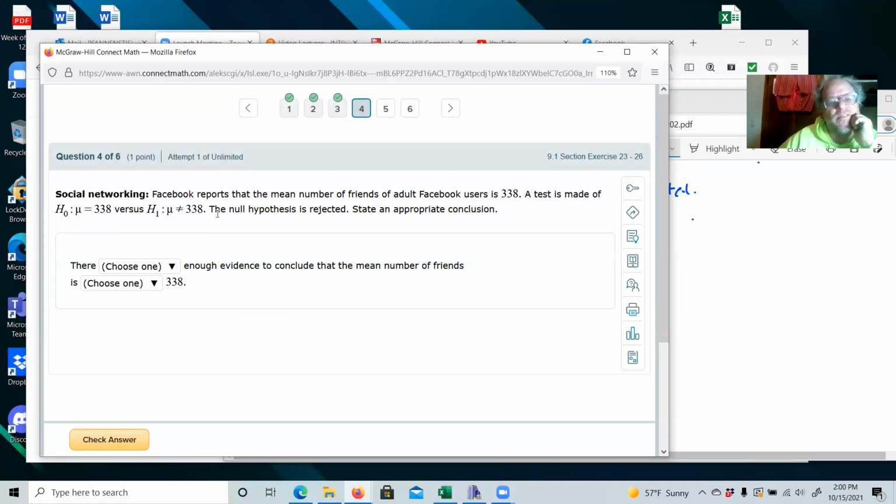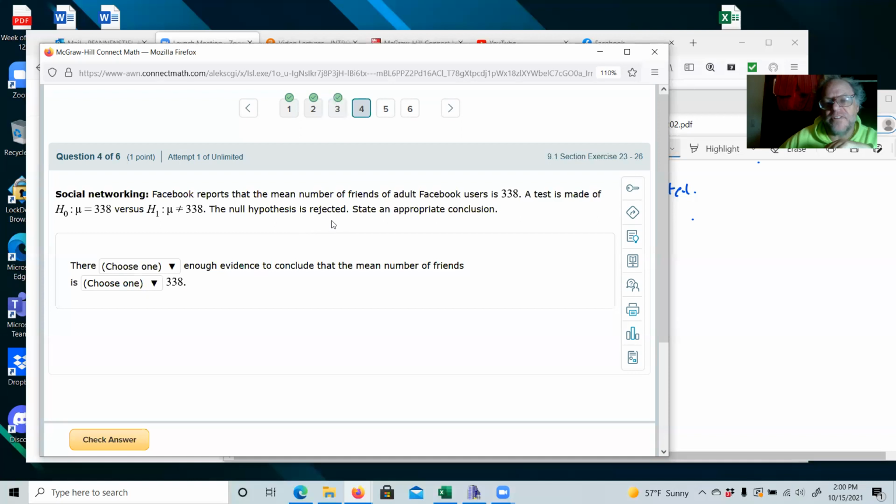Okay, Facebook reports that the mean number of friends an adult Facebook user has is 338. Mine is far, far fewer. Okay, and I don't feel bad about that at all. Okay, a test is made of H0 equal to 338 versus a test of H1 not equal to 338.